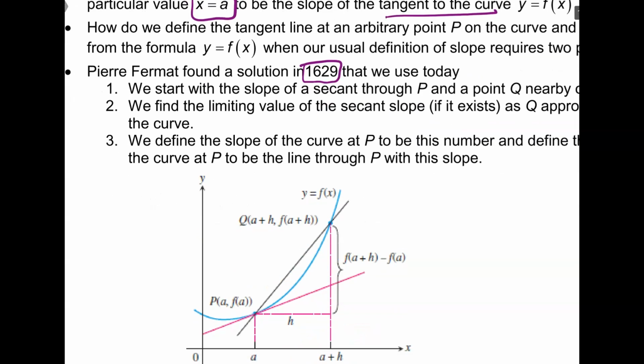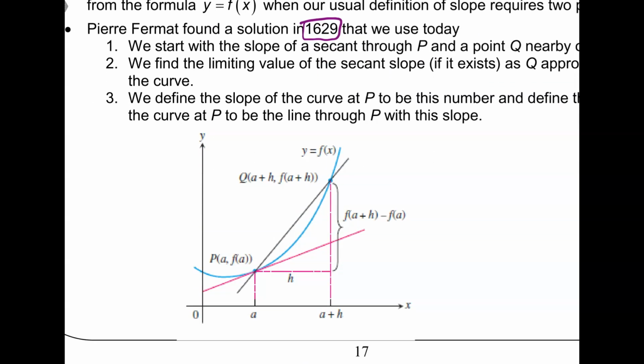So first, we start with the slope of a secant through P and Q. And then we find the limiting value of the secant slope as a point Q nearby approaches. And then we define the slope at this number, blah, blah, blah. Okay, so what's really happening? I pick 2 points, right? I have the one I'm interested in, and I have this random second one. And then what happens as I keep moving my second point closer and closer?